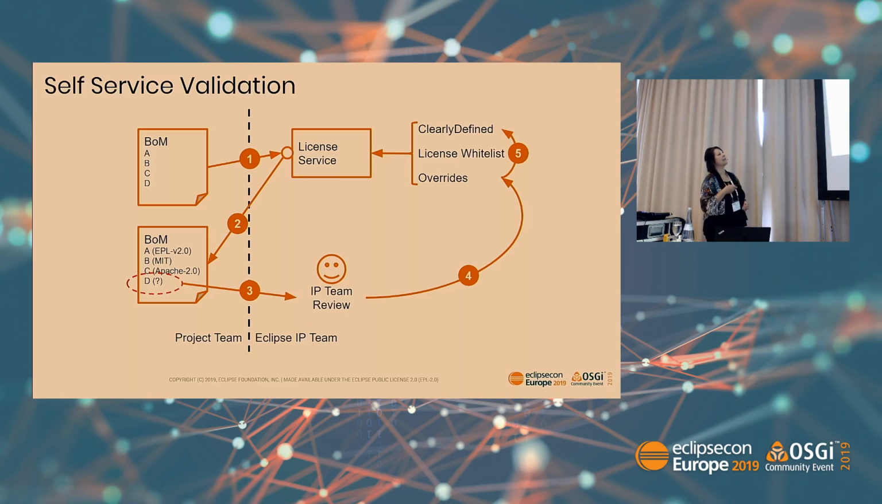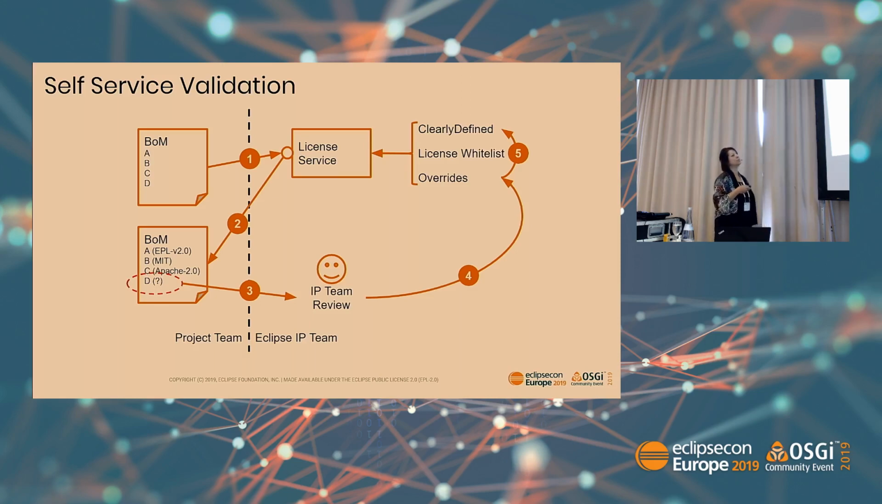And then D, maybe D, the question mark is there's no license, no assertion, or an incompatible license. At that point, that is when you would be engaging with the Eclipse IP team. And you wouldn't be engaging on all your 400 packages. You're engaging on this one that is of an issue. It has a violation or a false positive, perhaps.